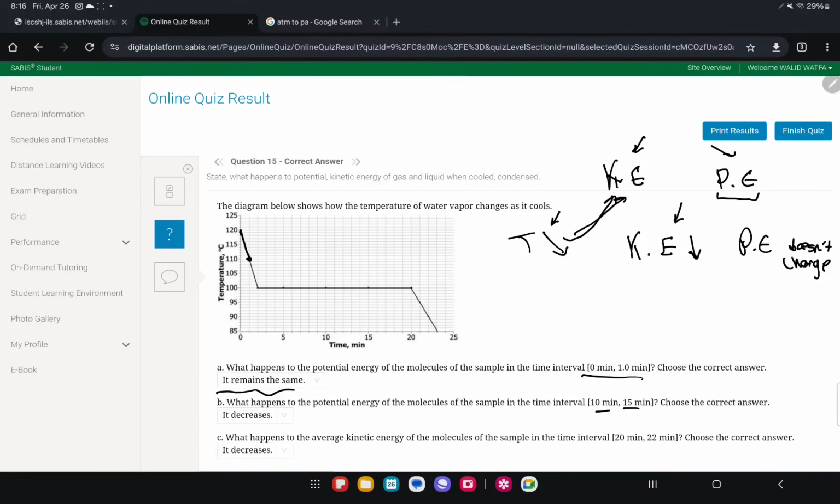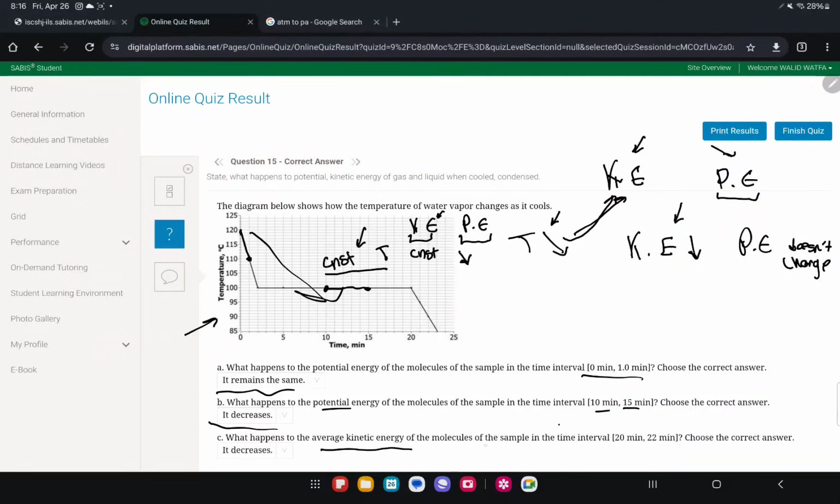How about in 10 minutes, 15 minutes? It has a constant temperature. So let's see, KE and PE. Which one changes if there's a constant temperature? If the temperature is not changing, what will happen to kinetic energy? It stays constant. However, since one of them has to change and it's not kinetic energy, that means the potential energy will change. Will it decrease or increase? That depends on the type of curve you're working with. Since we're going down, it's a cooling curve, so obviously potential energy will decrease.